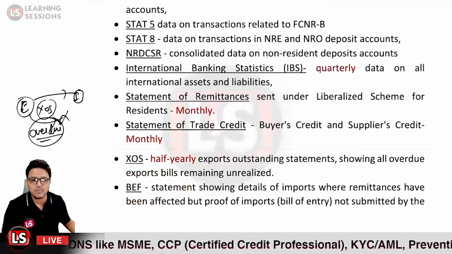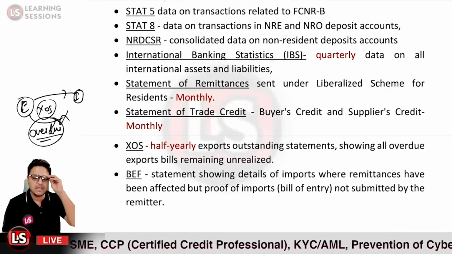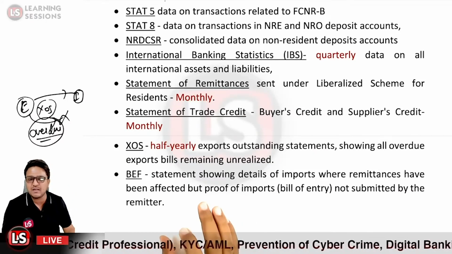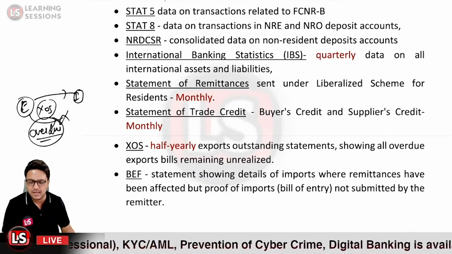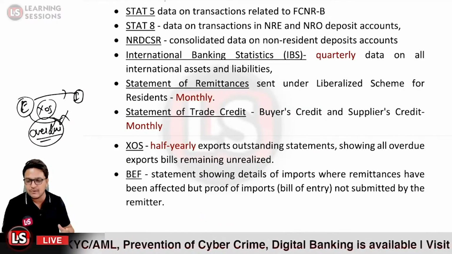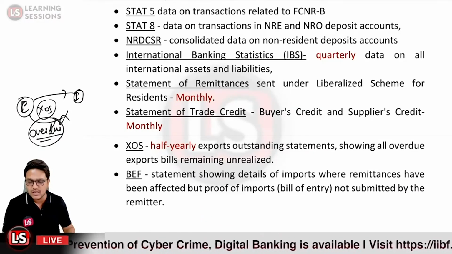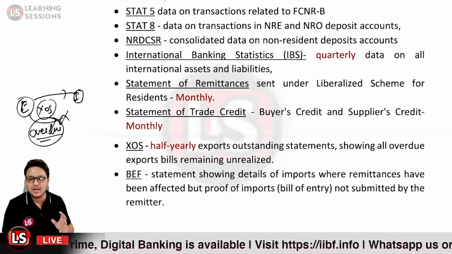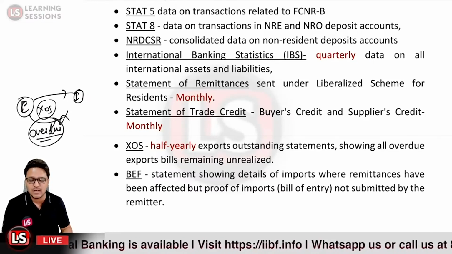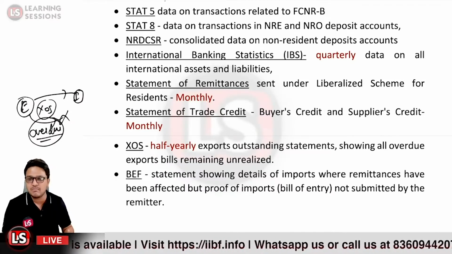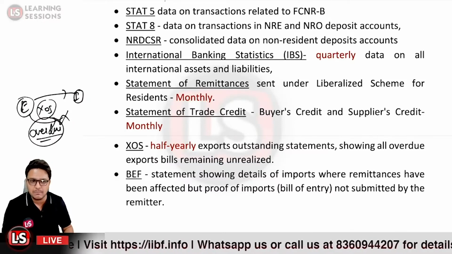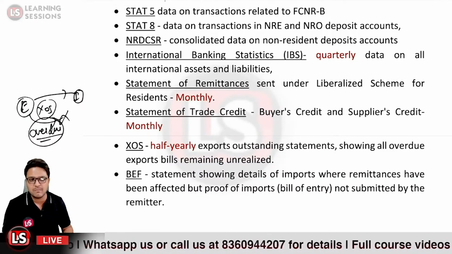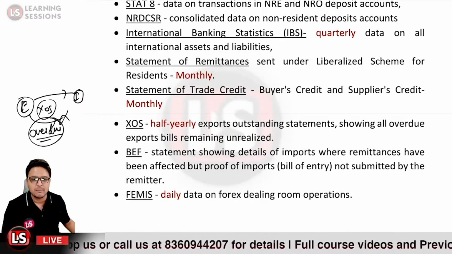Okay, then it is the BEF statement. The BEF statement shows details of the imports where remittances have been effected. Where imports are there and the amounts have been remitted, but the actual proof of the imports was not submitted by the remitter, the importer itself, that is also to be submitted to the Reserve Bank of India in the form of the BEF statement.